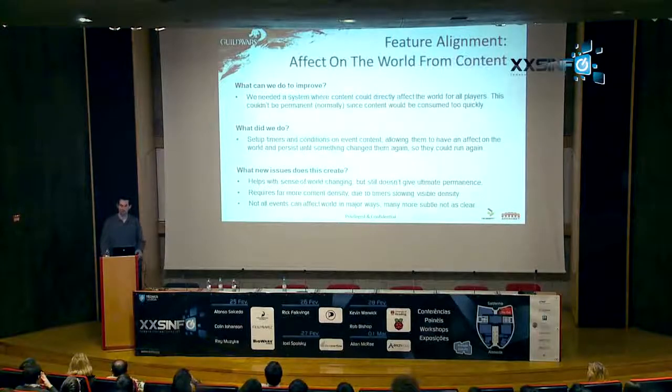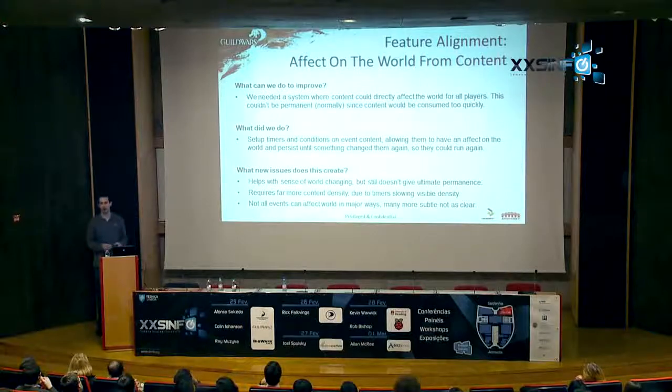All right, so the next thing that we had to deal with was how do we have this content, these events, affect the world once players are done participating in them? In a traditional quest, when the quest ends, nothing happens. But we wanted to make the world change. So we needed a system where content could directly affect the world for players. However, this couldn't be a permanent change because the content would be consumed too quickly. If, for example, we put 100 events in the game, and when you finished an event, it was gone forever, and it permanently changed the world, we would have run out of content in about 15 minutes the day the game launched, and there would have been nothing left for people to play.